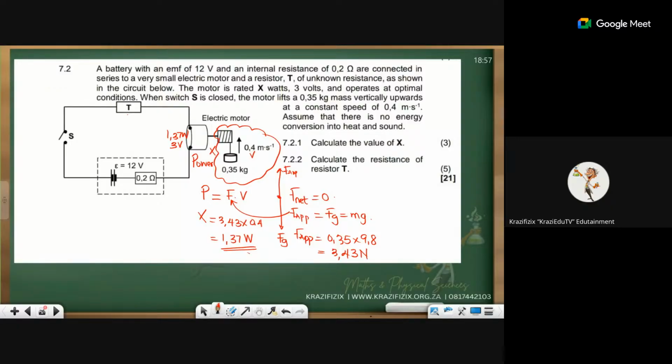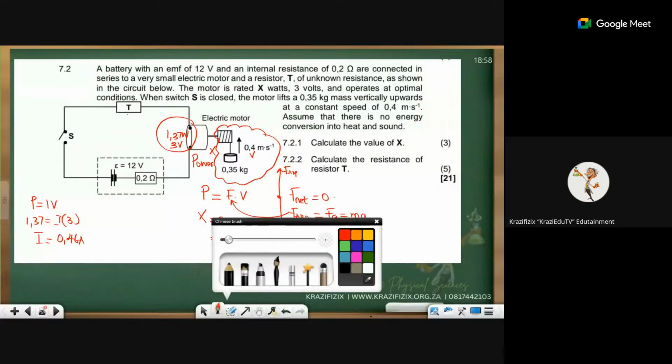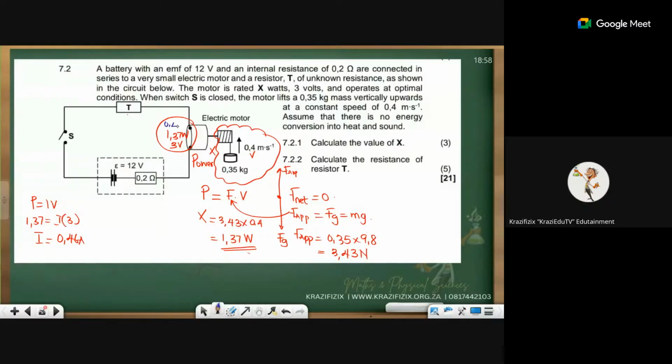Okay. All right. So from here, power equals what? IV. Am I right? What is my power? 1,37. I multiplied by what? What is the current in this circuit? Lovely. So if I have my current as 0.46, don't forget, it is the same current that goes through here. It's the same current that goes through here.